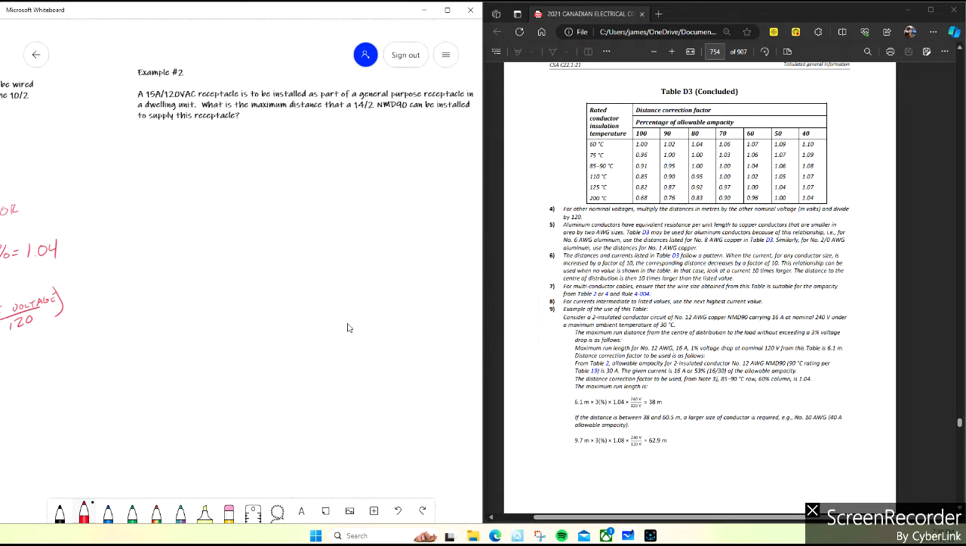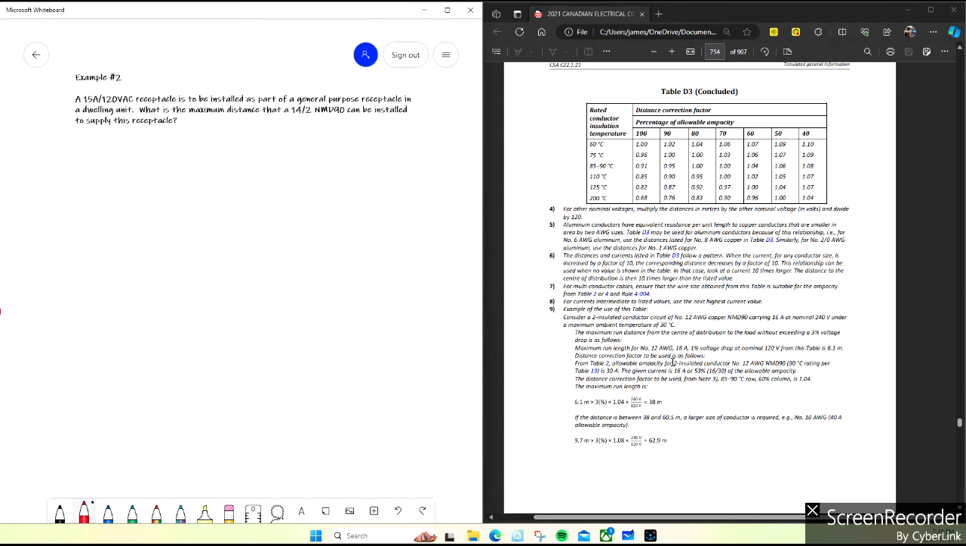Okay, question 2. Again, I'm just going to highlight some key information out of this. So we have a 15 amp, 120 volt circuit for a receptacle.